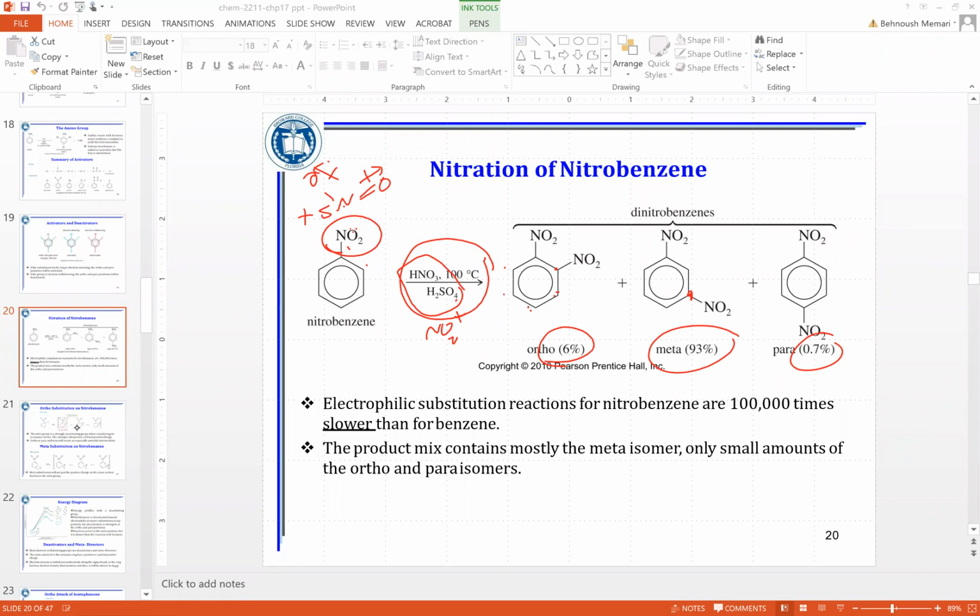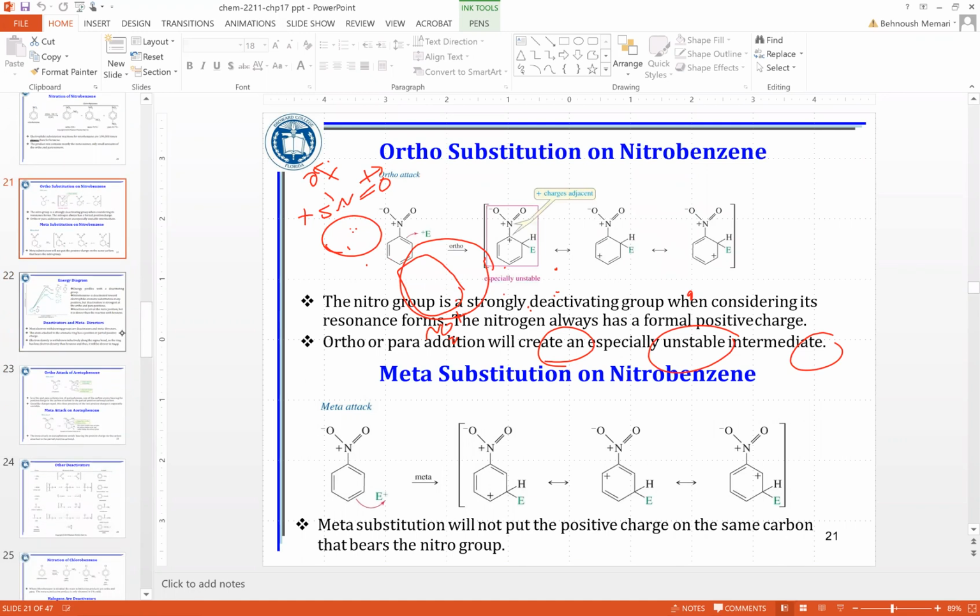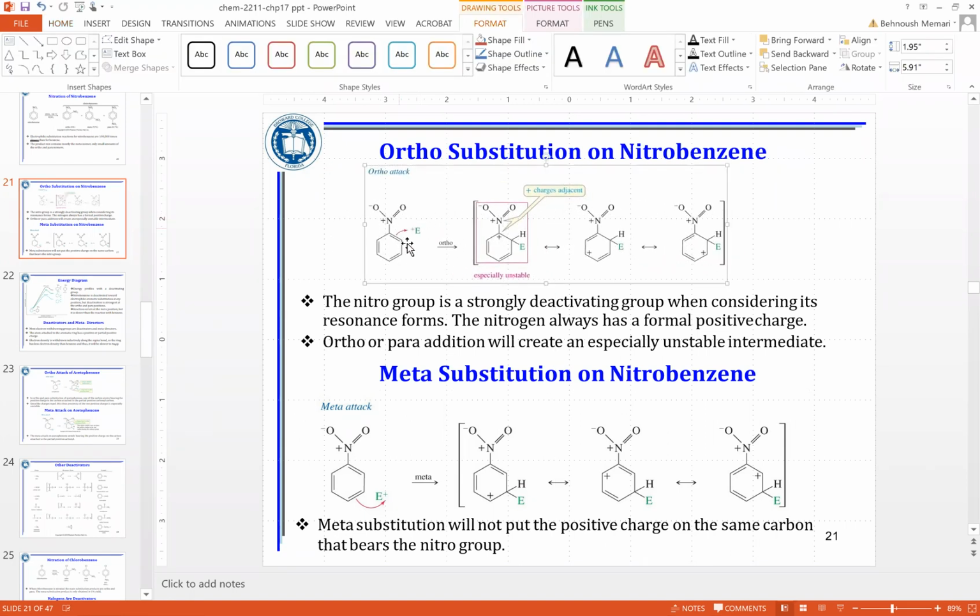Questions? No questions. Okay. So if you have the NO2, as soon as the electrophile comes in, if the electrophile goes to the ortho position, you would get the carbocation forming in the sigma complex facing the nitrogen with the plus charge already on it. These two plus charges are next to each other, and because of electrostatic repulsion, like charges repel each other. It's going to make the molecule very unstable. So this makes it especially unstable. So when you have an electron withdrawing group, the ortho position is not favored.